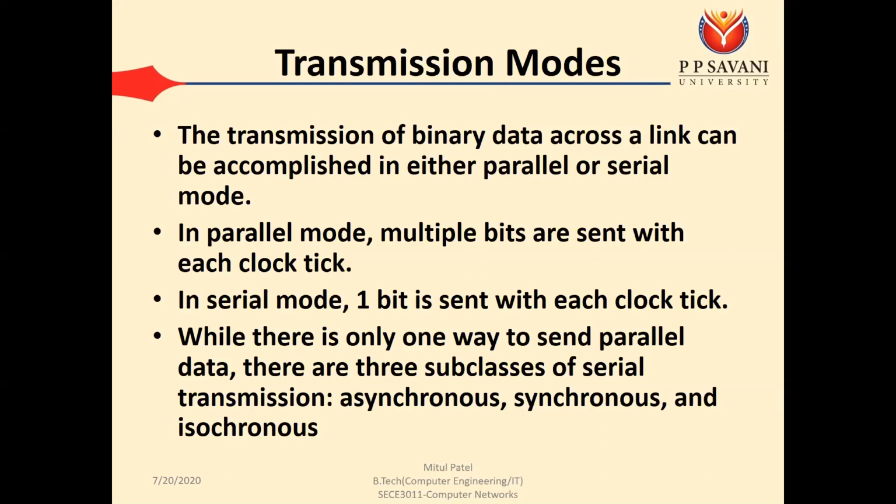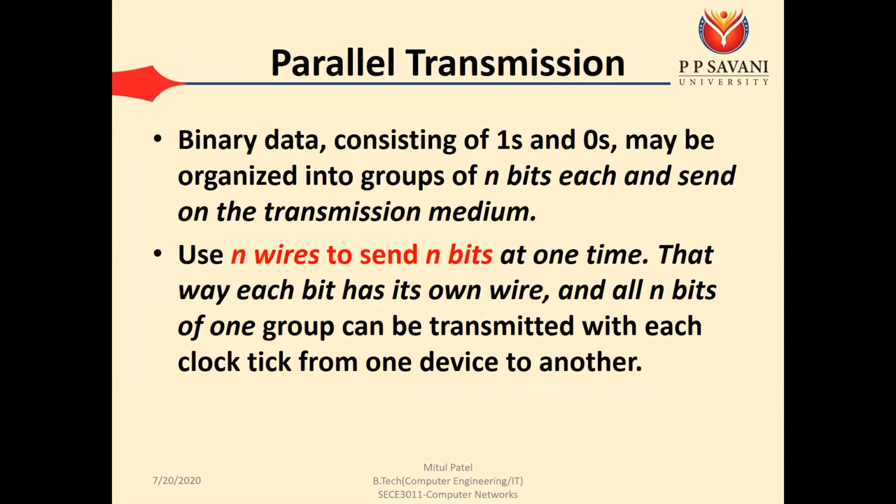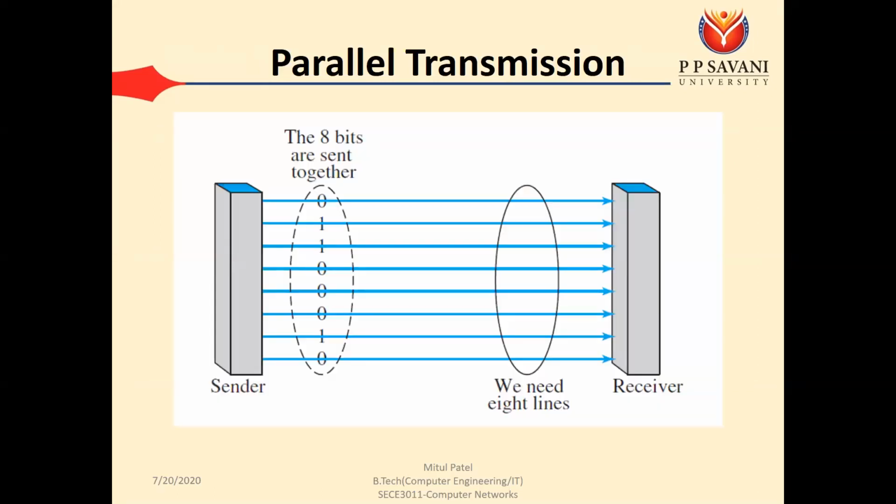So it can be either serial or parallel. In the serial mode, in each clock tick we are sending only one bit, while in the parallel mode we are sending multiple bits at a time. The parallel transmission can be again classified as asynchronous, synchronous, and isosynchronous. In parallel transmission, the link between the sender and receiver consists of n different wires, and on each wire we are sending one bit.